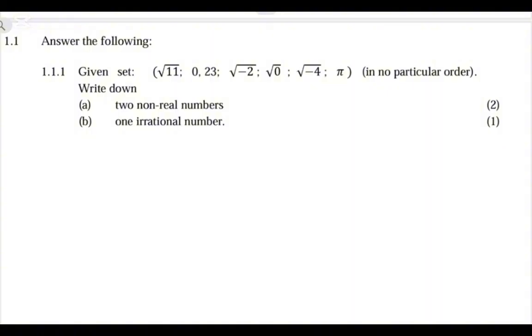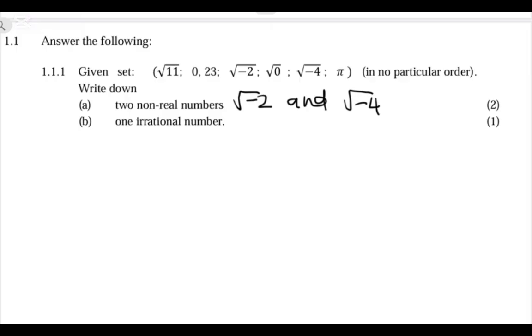If you take a calculator and punch this one in, it's not going to give you undefined, and also this one is not undefined. But try this one in a calculator, you're going to get undefined, and this one is also going to give you undefined. The square root of this is going to give you 0, so this one is not undefined. That is a non-real number. So what are the two non-real numbers here? It's the square root of -2 and the square root of -4. These give us undefined.